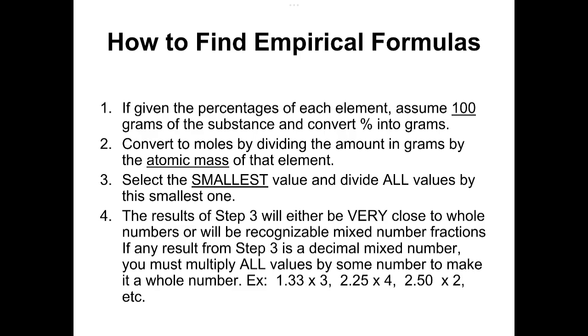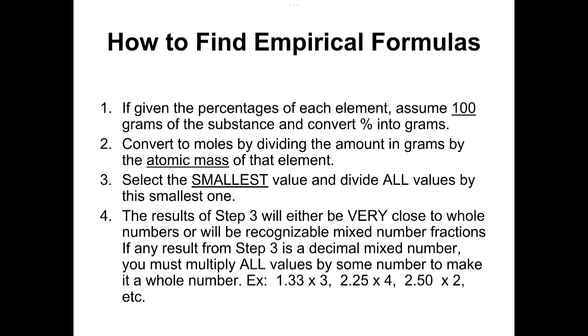Now, to find the empirical formula, first, if there's a given percentage of each element, assume it's 100 percent, so just simply convert it to grams, from 100% to 100 grams. Now, after that, convert to mole by dividing the amount in grams by the atomic mass of that element.